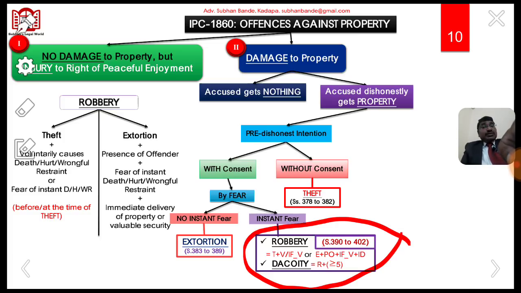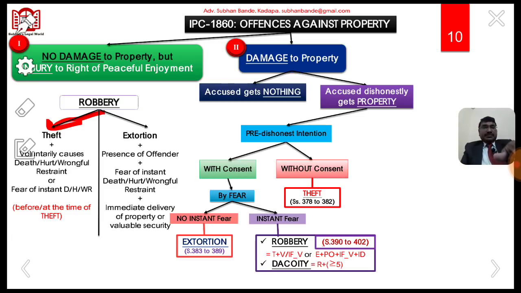Here, a theft becomes a robbery. An extortion can also become a robbery. Let us see the ingredients when a theft becomes robbery. There must be a theft. Here, the accused voluntarily causes death, hurt, or wrongful restraint to the victim, or along with the offence of theft, he must cause the fear of instant death, fear of instant hurt, fear of instant wrongful restraint. Then it is said to be robbery.